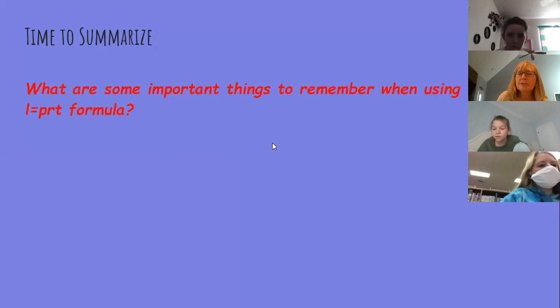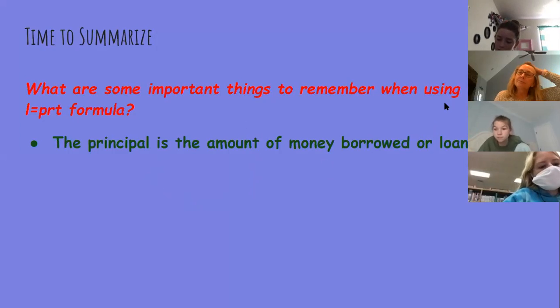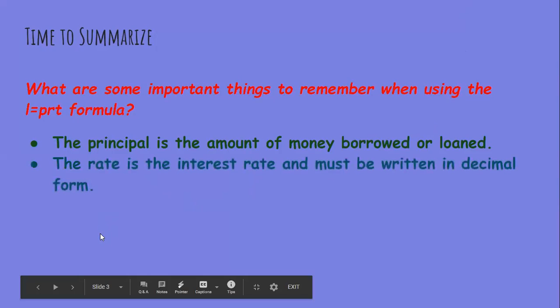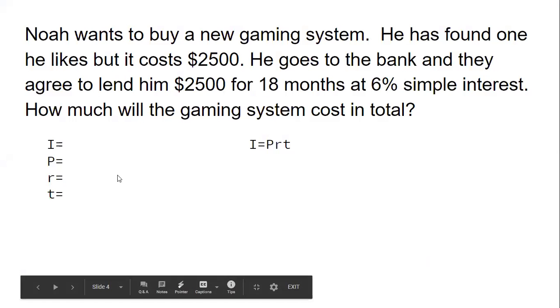So what are some important things to remember when using this formula? Well, we kind of talked about them. The principal is the amount of money borrowed or loaned. The rate is the interest rate and must be written in decimal form. That's why we've been practicing going back and writing percentages as decimals. And the time is the amount of time it takes to pay back the loan or the amount of time the money is left in the savings account. Time must be written in years. So let's try one quick example together.